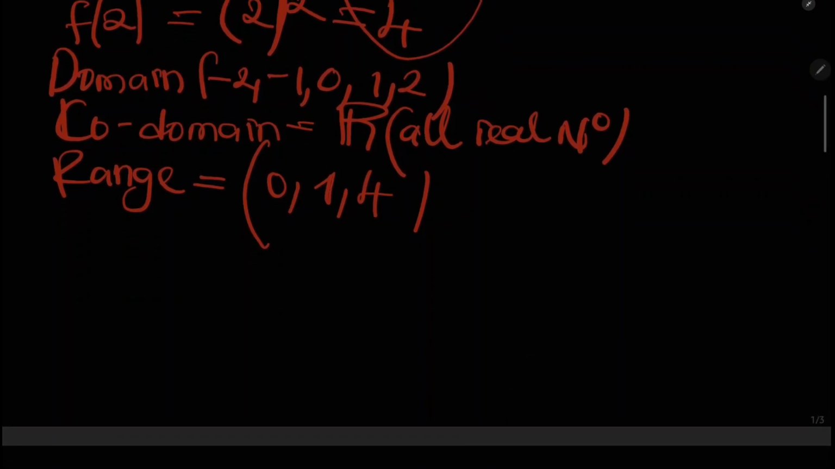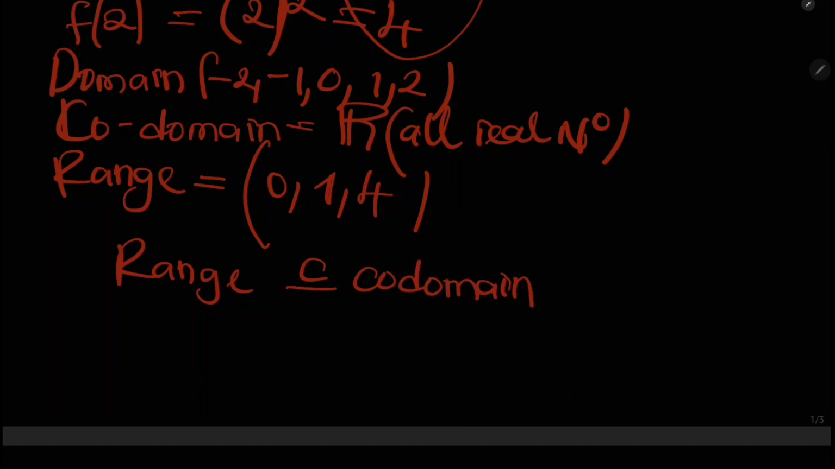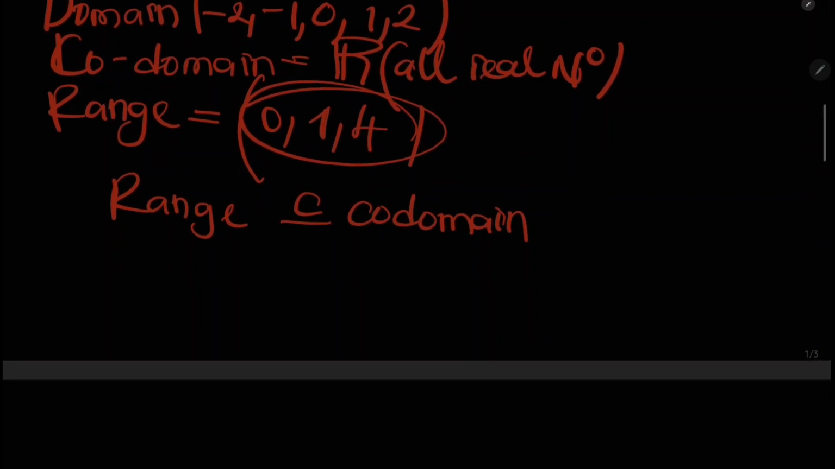Okay, so remember, the range is always a subset of the codomain. These numbers are real numbers, so a range is always a subset of the codomain.